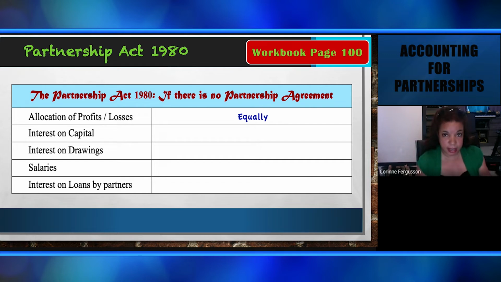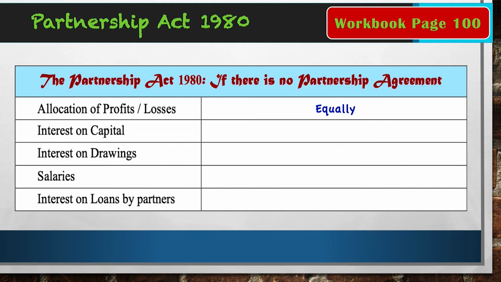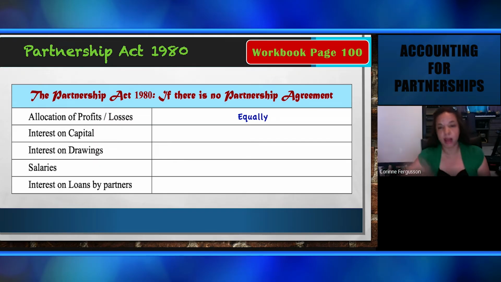As easy as that, simple. You don't have to go and look at their profits, look at their capital or anything like that. Automatically just go and share it out equally amongst them, okay? So if there are two partners, 50-50. If there are three partners, 33 points, so a third. 4 partners, a quarter, and so on, just equally.